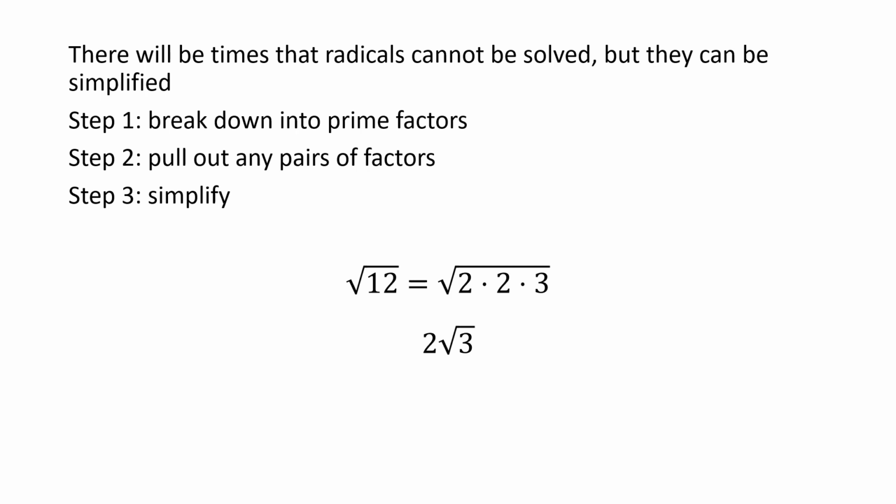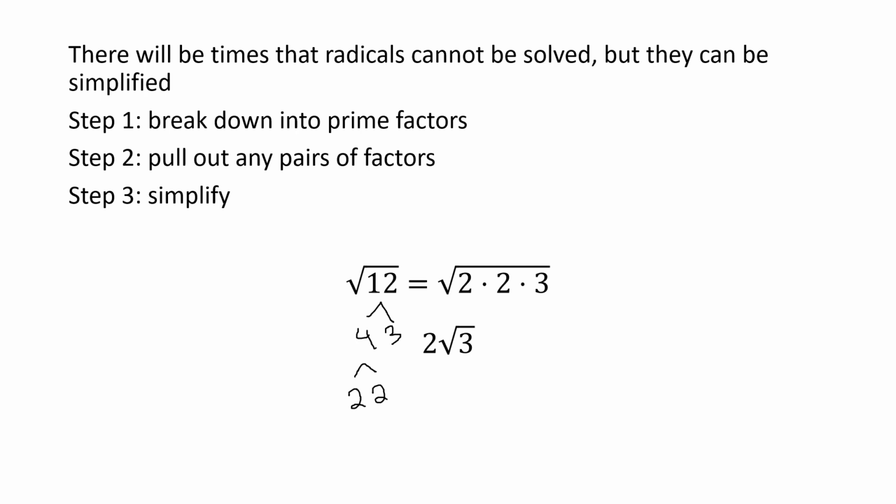So what we're going to do first is break the number under the radical sign into its prime factors. You can look at this example. 12, if I tree 12, I get 4 and 3. 4 is 2 and 2. So broken down into prime factors, it's 2 times 2 times 3. Now we're going to pull out any pair.